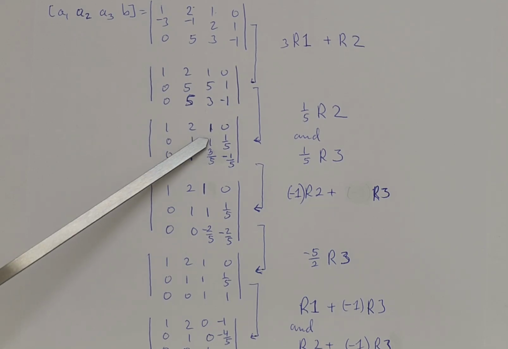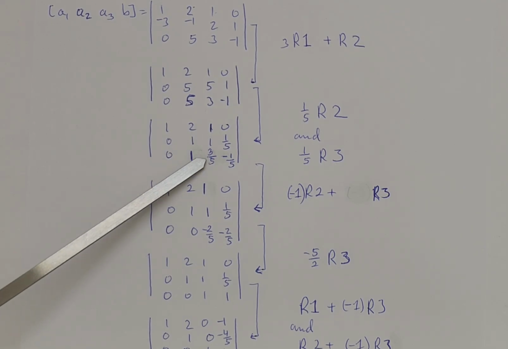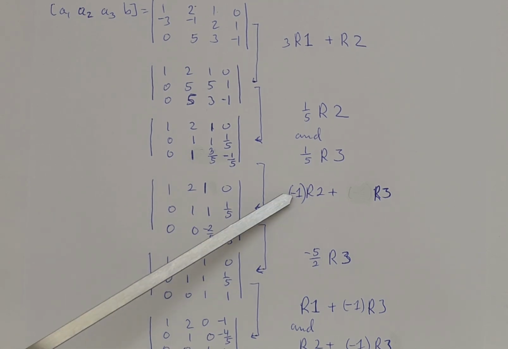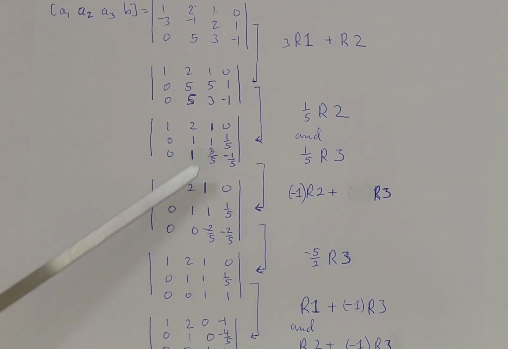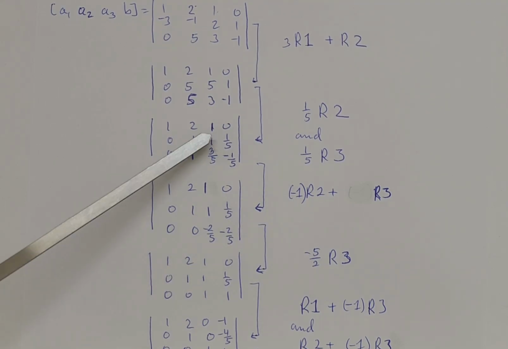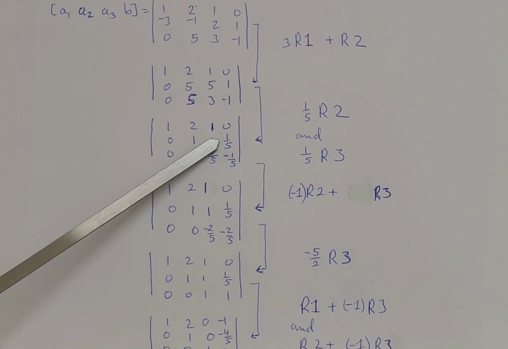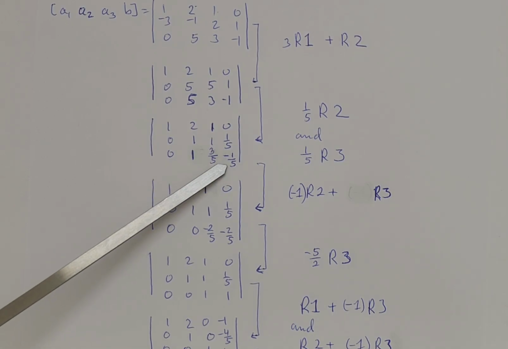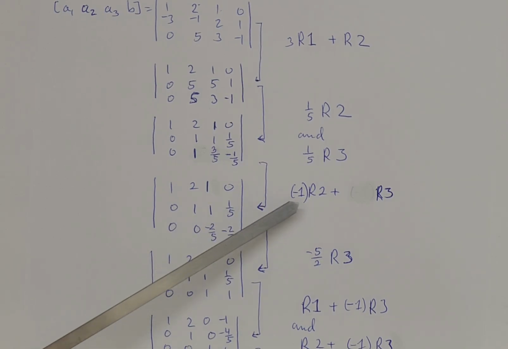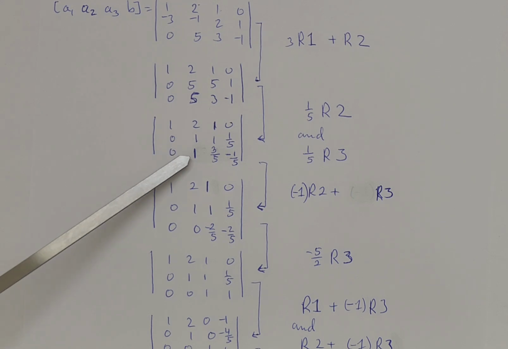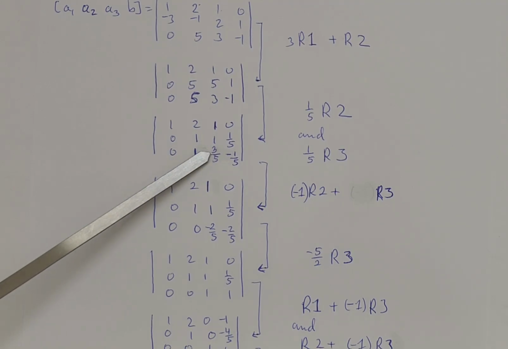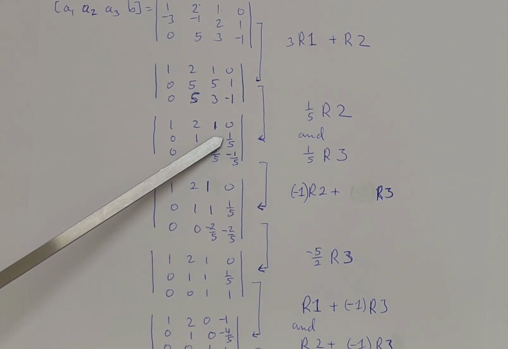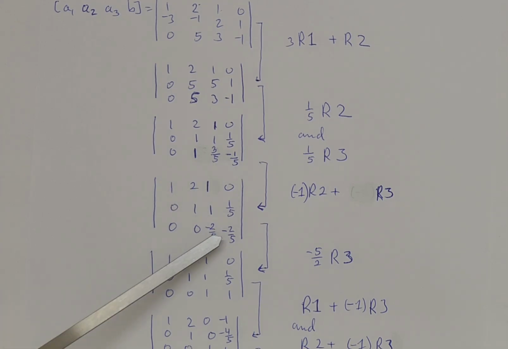-1 times 1 is -1. -1 plus 3/5 will be -2/5. -1 times 1/5 is -1/5 plus another -1/5, which gives me -2/5.